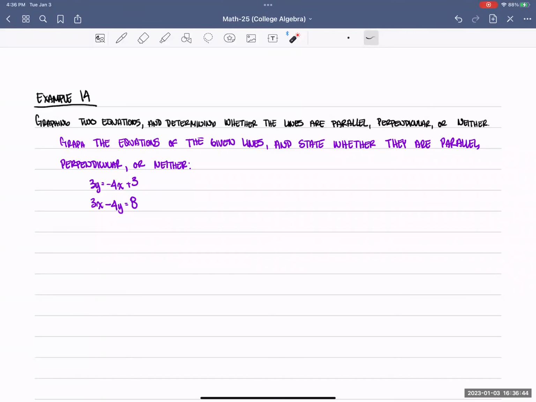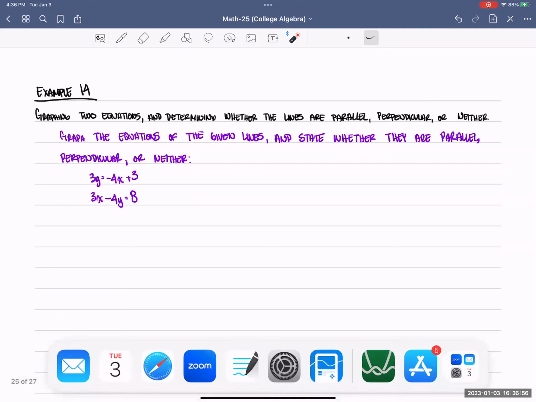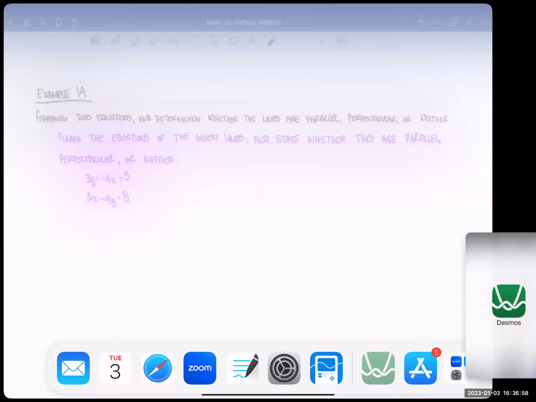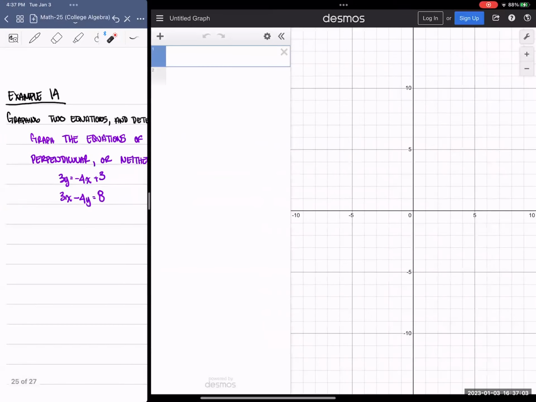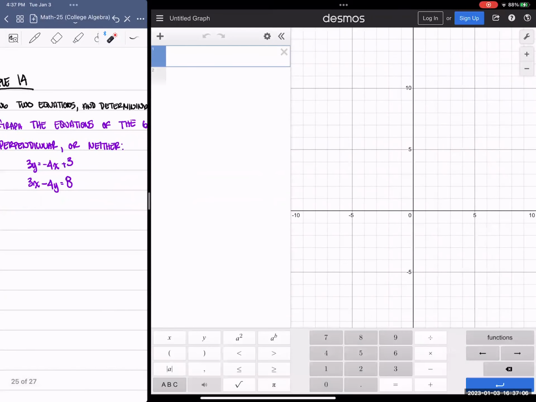Section 2.2, example 14: graph two equations and determine whether the lines are parallel, perpendicular, or neither. So what I really want to do is graph these on Desmos. And there we go. Let's start with that first equation. 3y is equal to negative 4x plus 3. That's equation 1. That one's in red.